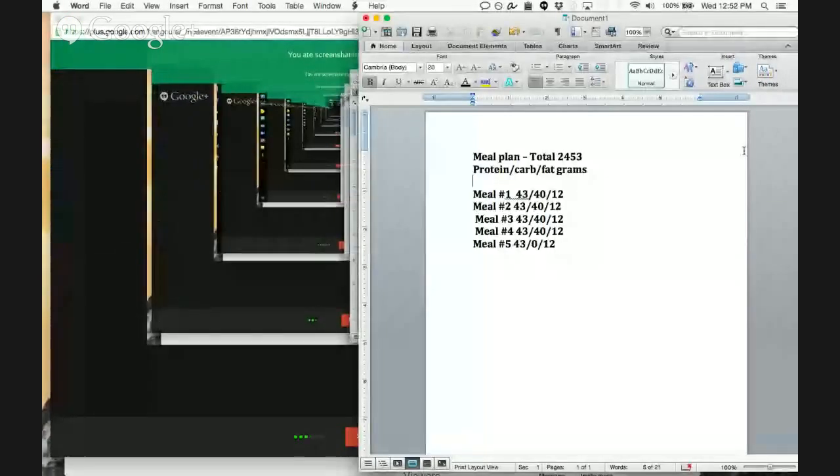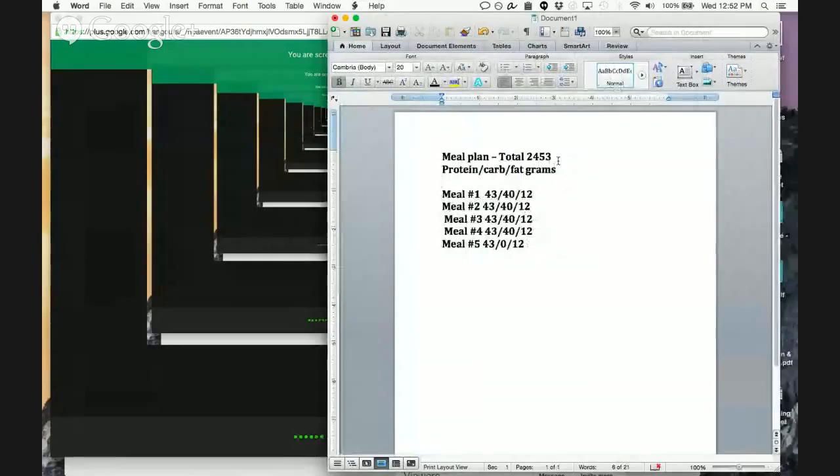Now, I'm going to screen share with you guys a document that I have. This is not actually my meal plan per se, but if you guys can see over here, we've got a meal plan, and the total calories are 2,453 calories per day, and it's broken down. We've got this set up to be a 5 meal a day plan.